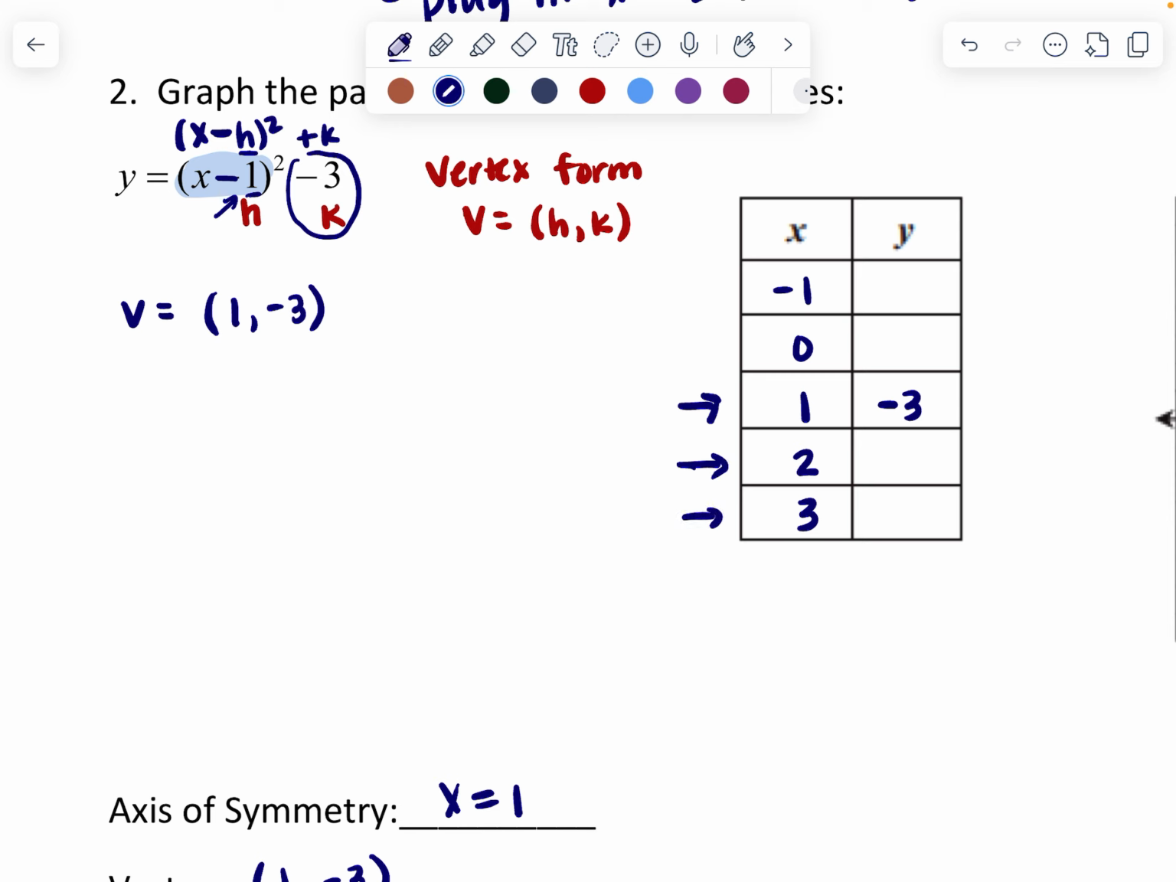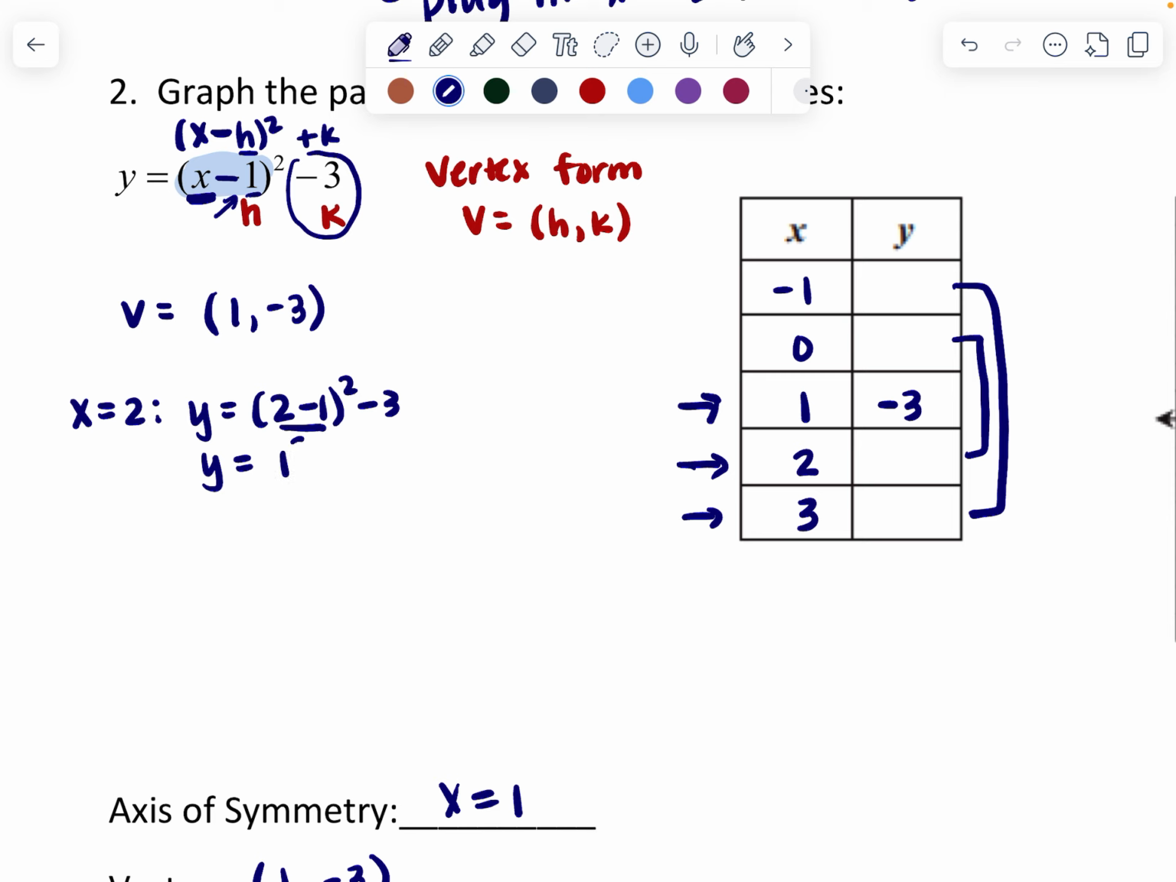Okay, and remember, it's still a parabola, so you still have the symmetry. Okay, so if I plug in x equals 2 into my original equation, I'm going to replace this with a 2. So I'm going to get y equals 2 minus 1 squared minus 3. Okay, so 2 minus 1 right here, 2 minus 1 is 1, 1 squared minus 3. So 1 squared is 1, 1 minus 3 is -2. So if this is -2, then this is also going to be -2.